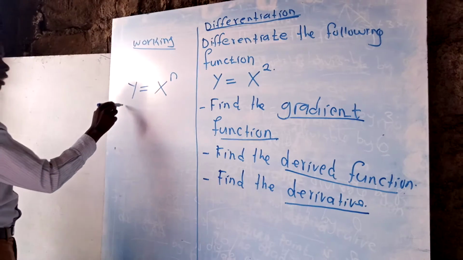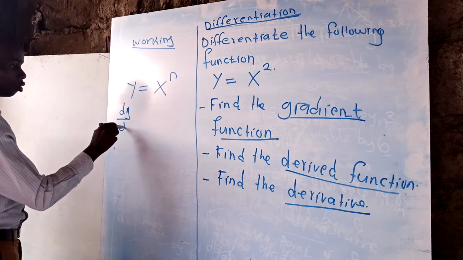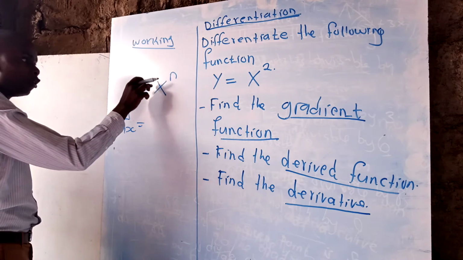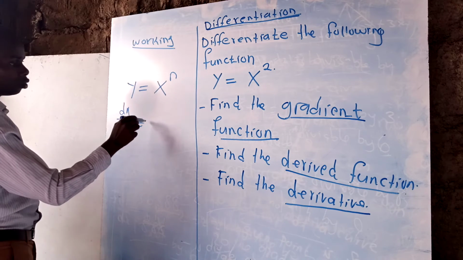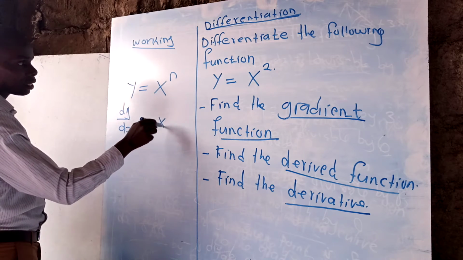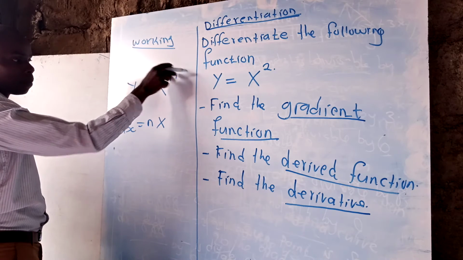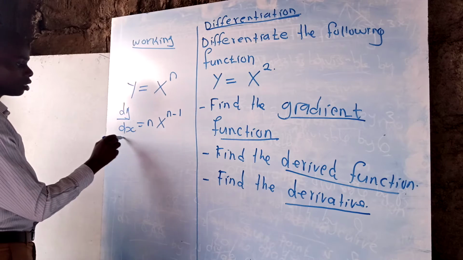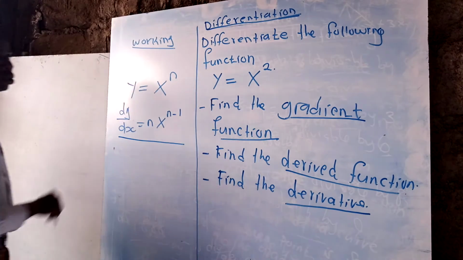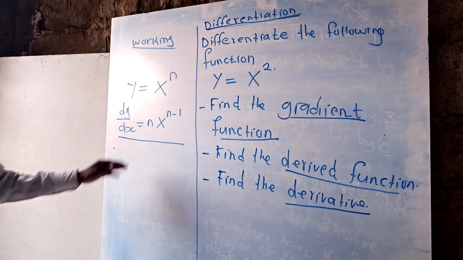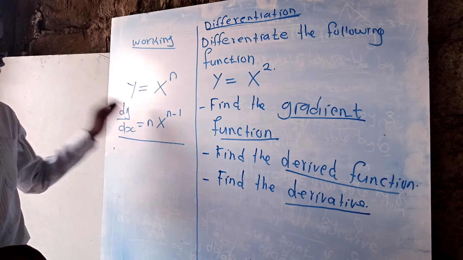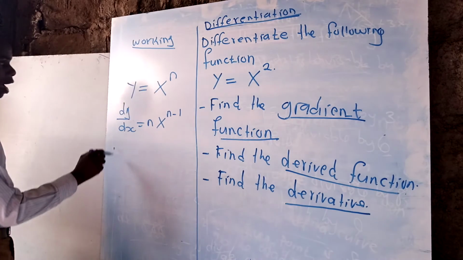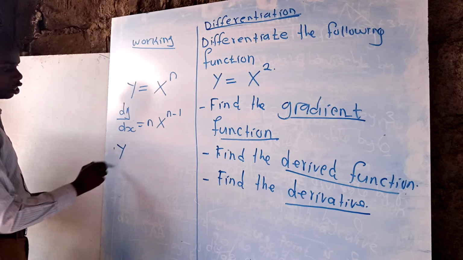So we're going to take the change of y over the change of x is equal to: we take the power, which is here, to be the coefficient at this point. So we're going to take n x, and then we subtract 1 from this power, so it's n minus 1. By doing this, we have done what we call differentiation, or we are finding what we call the gradient function.